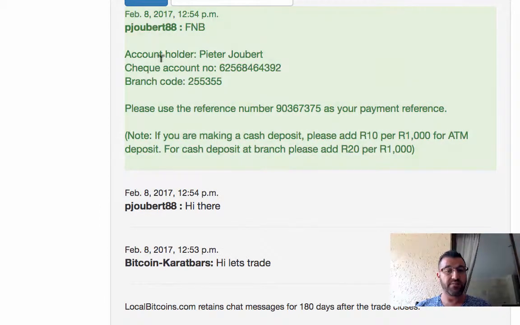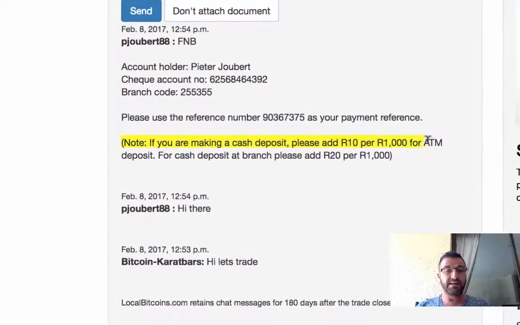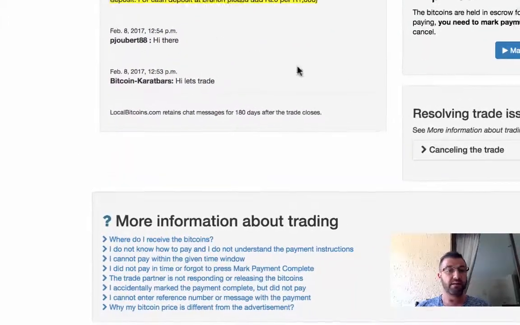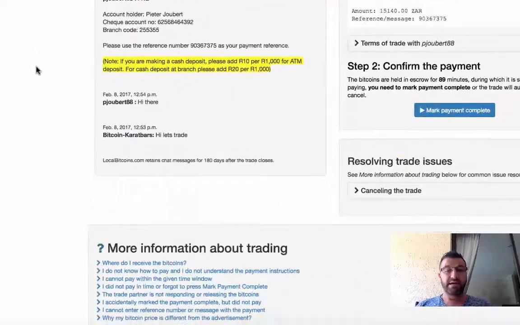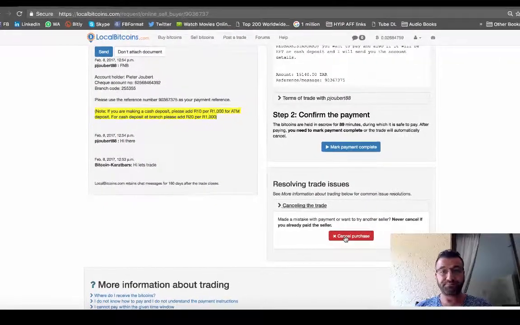So here it is. Here he's come back to me. He says, "Hi, Peter Jabir. That's the amount that." So there are his instructions. It tells you exactly what the story is, what account it is, the branch code. If I'm making a payment via an ATM, I need to add extra charges, and then I'd go ahead and pay. So I'm going to cancel this trade because I don't need to trade with this guy.